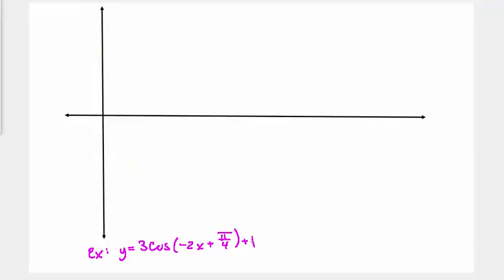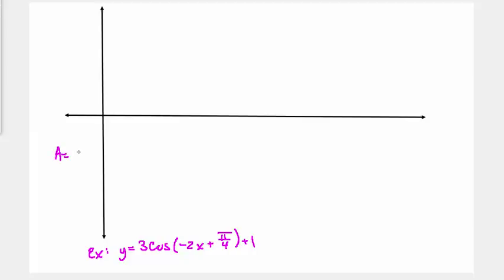For this last example, we're going to take a look at everything all put together. So notice at the bottom of our screen, we have an example which is y equals 3 times cosine of, open parentheses, -2x plus pi over 4, close parentheses, plus 1. All right, well, let's take a nice look at this one using all of our different transformation values.